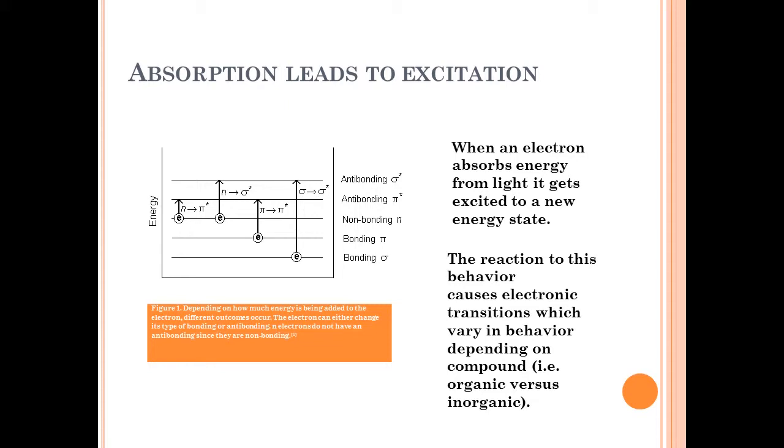In regards to organic chemistry, electrons can transition between sigma, non-bonding, and pi orbitals, and between bonding and anti-bonding orbitals, which can change the stability of the molecule. This is also shown in Figure 1.